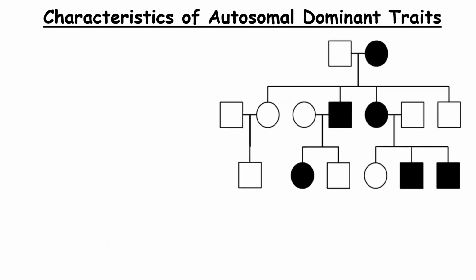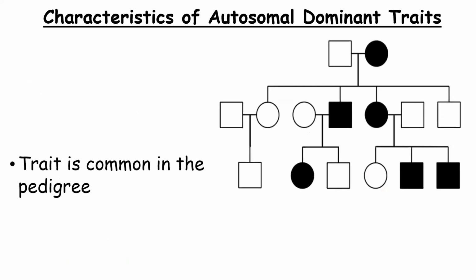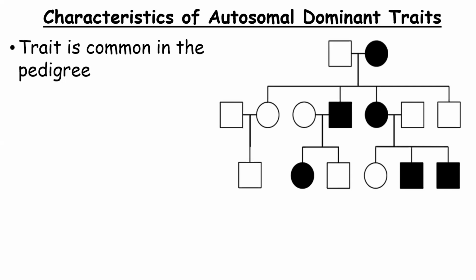Switching gears now. Now, clues if you think you're looking at autosomal dominance. It's going to be just kind of like thinking opposite of what you were just considering. Clues are going to be now the trait is more common in the pedigree. And again, remember, these are rules. I'm sorry, these are clues, not rules.